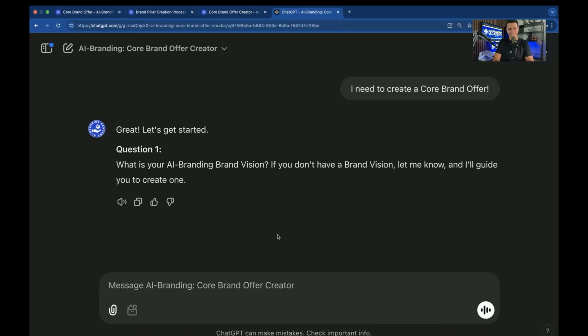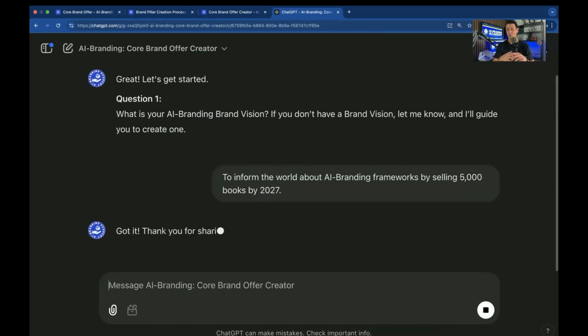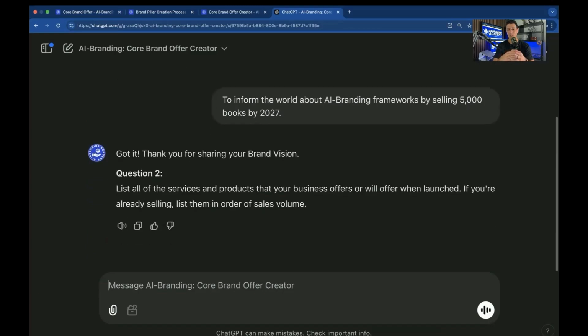I'm going to say that my brand vision is to inform the world about AI branding frameworks by selling 5,000 books by 2027. So pretty specific. It's book selling. It gives you an idea of what a vision statement should be. So it should be inspirational, broad, and then again, quantifiable.